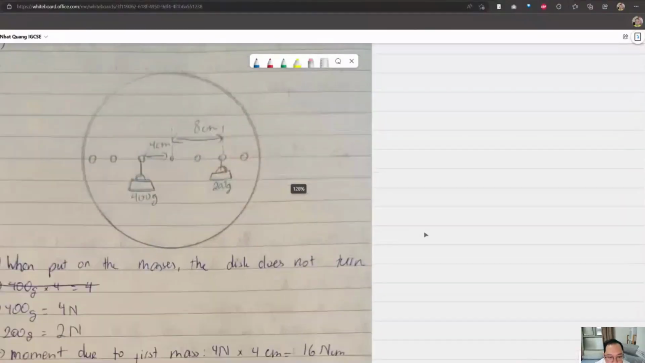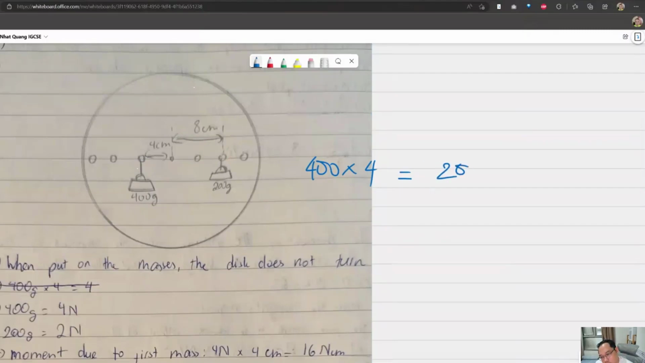Masses 200 grams and 400 grams are placed at positions 8 centimeters and 4 centimeters respectively on the two sides. So it is a correct position to choose, so that the total moment acting on this is zero. 400 multiplied by 4, the torque, the moment of the force of the weight on the left, equals the other clockwise moment, 200 times 8. I didn't multiply with 10, meaning converting the mass.